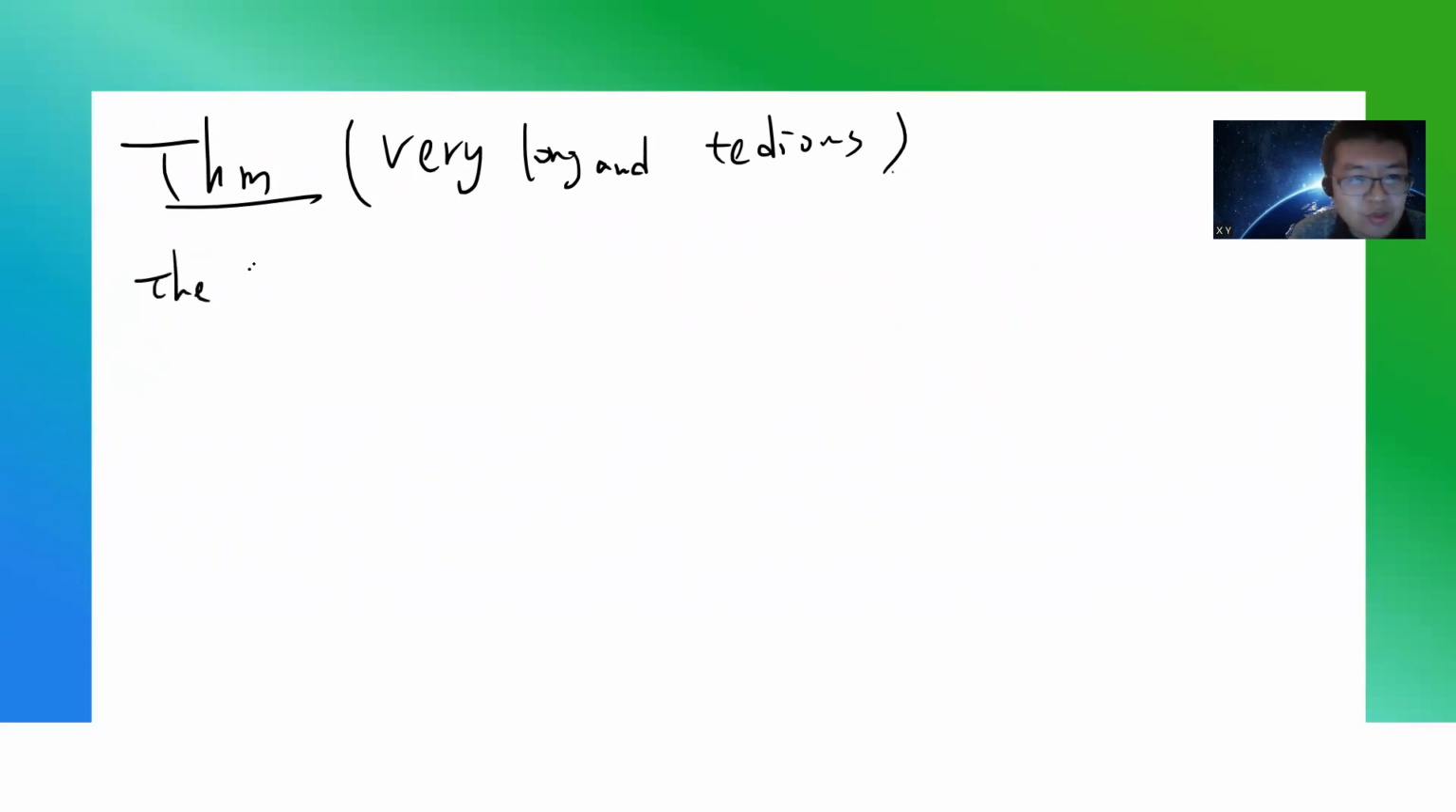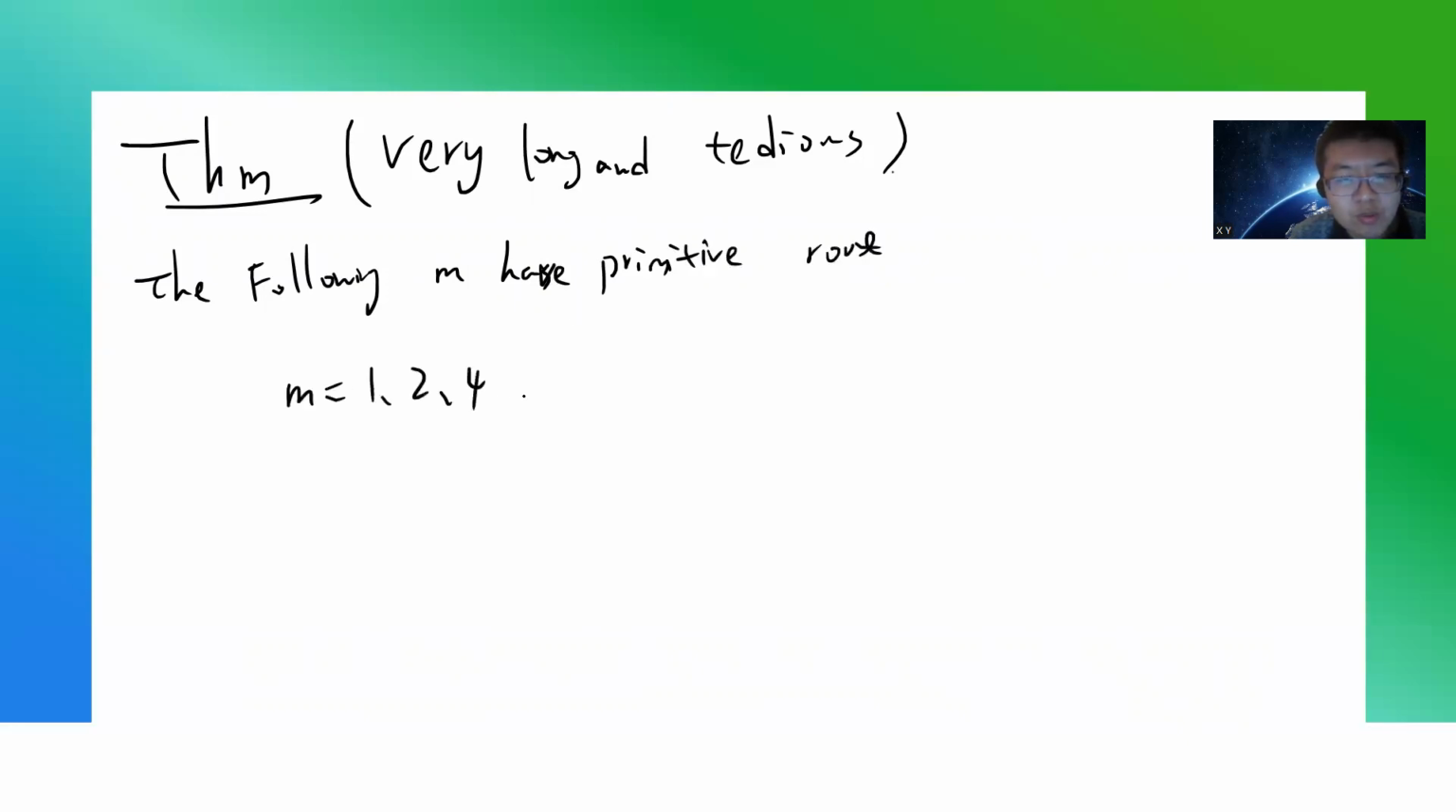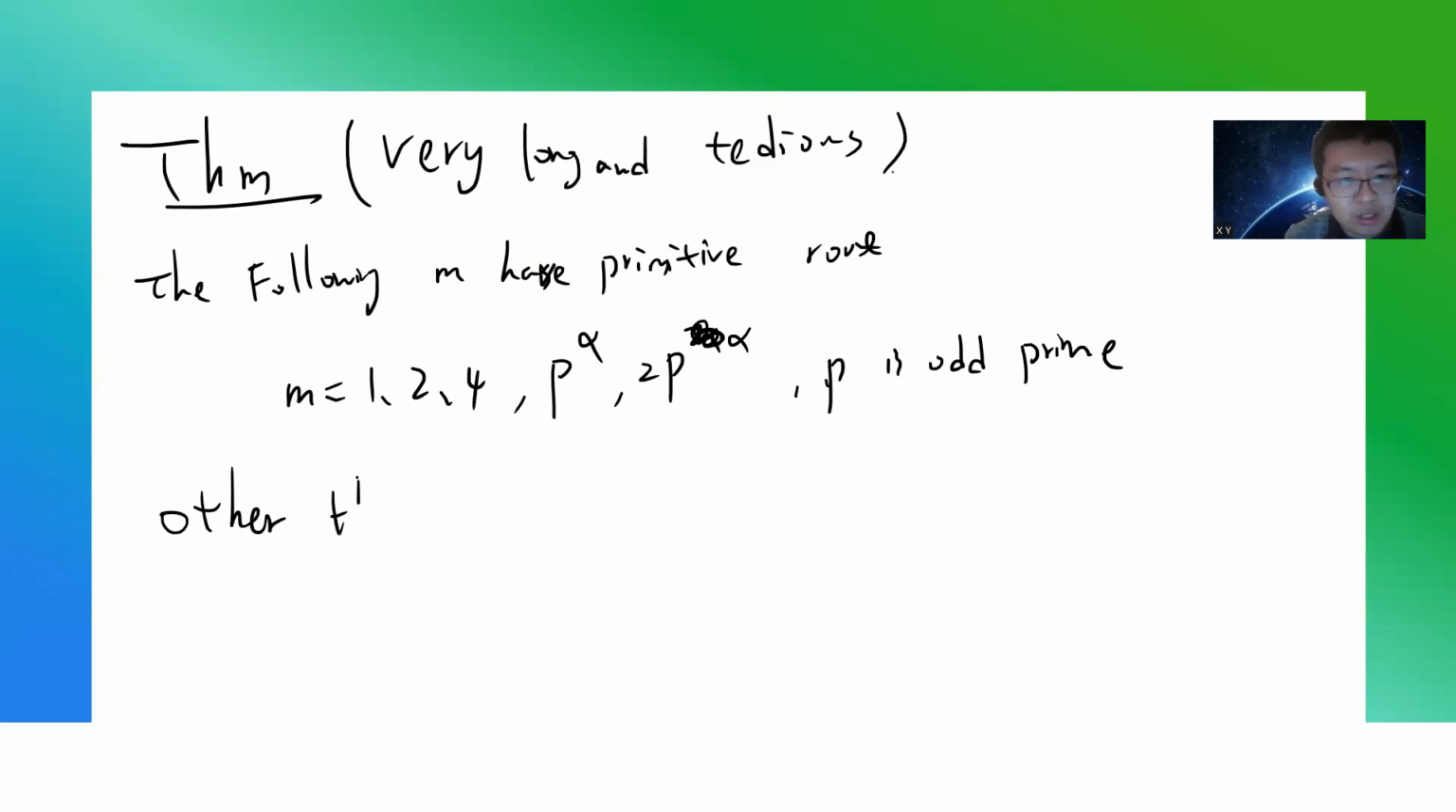The following M have primitive roots. Basically, M equals 1, 2, 4, p to the alpha, and 2 times p to the alpha, where p is an odd prime. So only odd prime powers, and 2 times odd prime powers, have primitive roots. Other than that, no primitive roots.